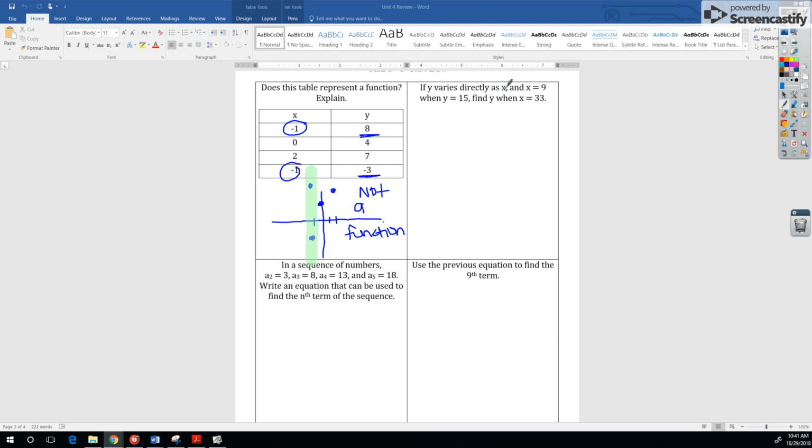Okay, if Y varies directly with X and X equals 9 when Y equals 15, find Y when X equals 33. So what we need to do is find our change in X and use that to find our change in Y. So Y is obviously getting bigger. 9 to 33. That's getting bigger. 9 times what is 33?